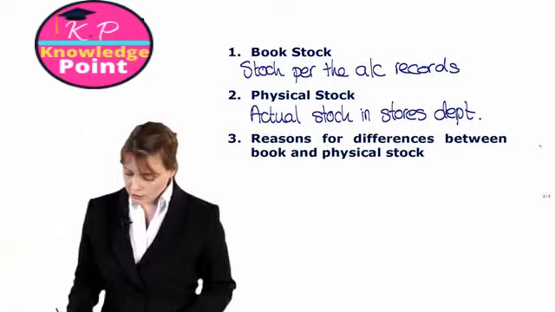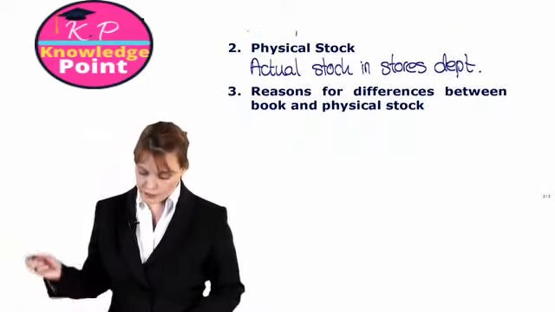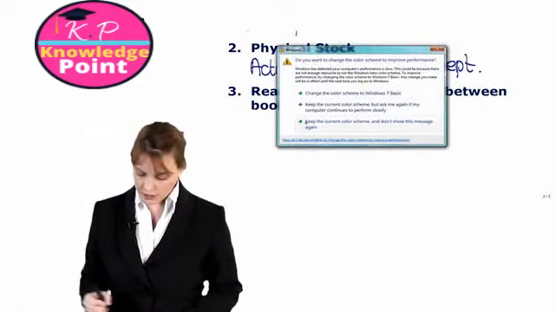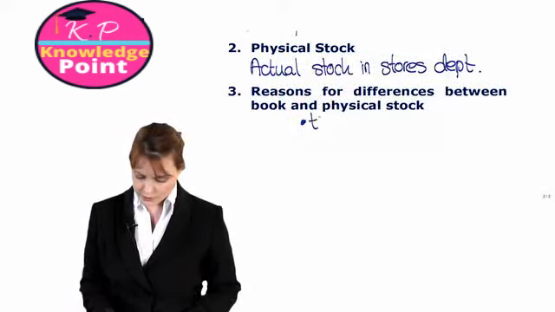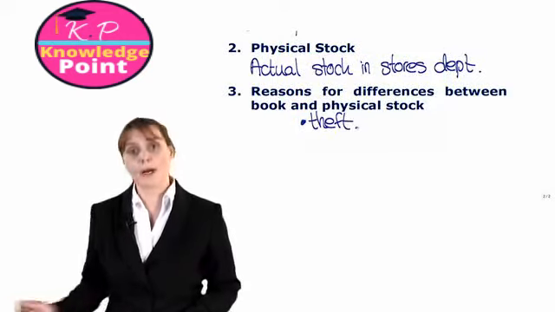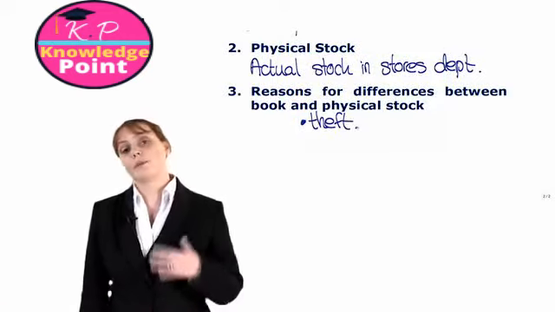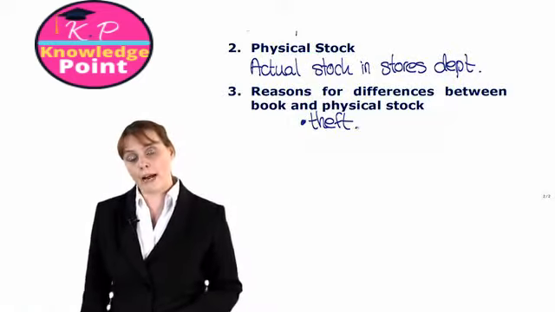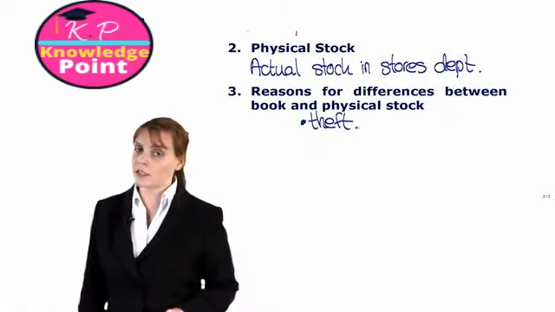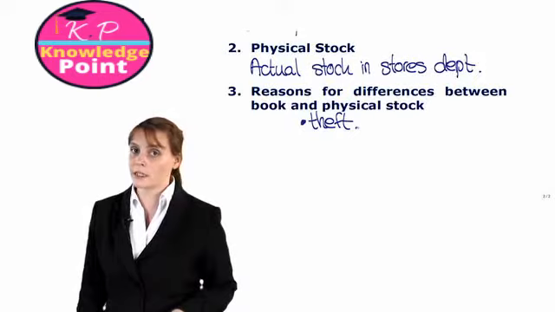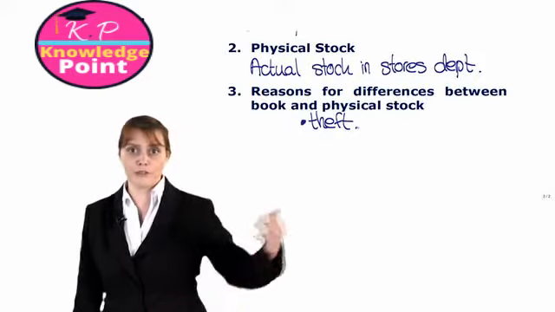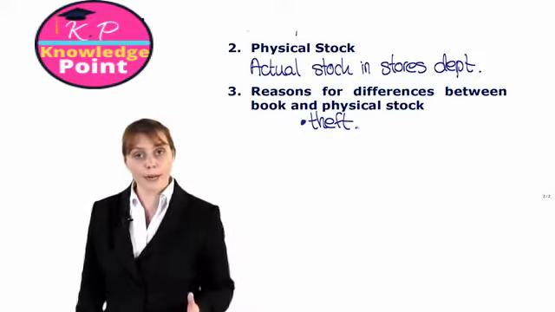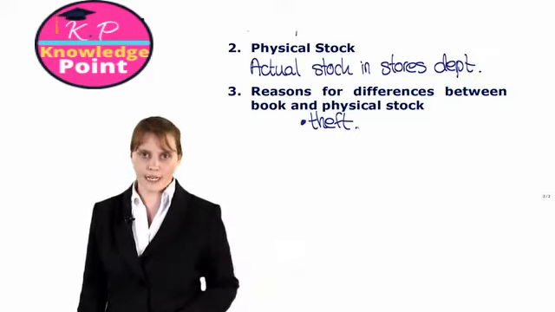Well, one of the reasons we might have a difference between book and physical stock is, of course, sadly, perhaps theft. So if someone is stealing stock from our warehouse, then our accounting system will tell us we have 1,000 units, but perhaps someone has stolen 50 or 100 units from the warehouse. So that will create a difference.